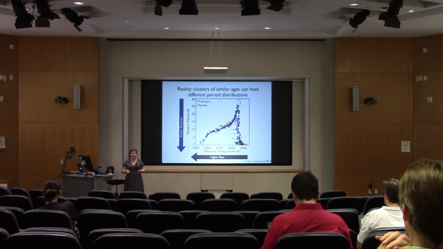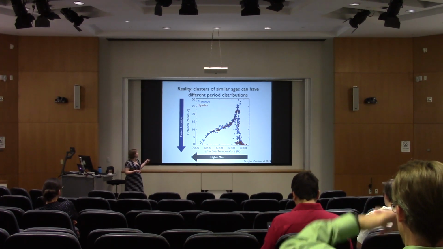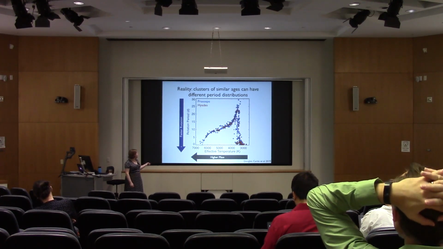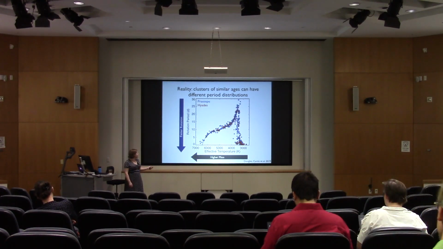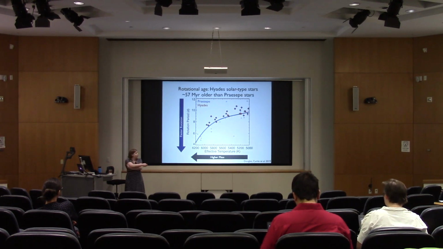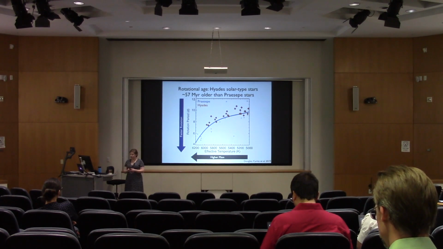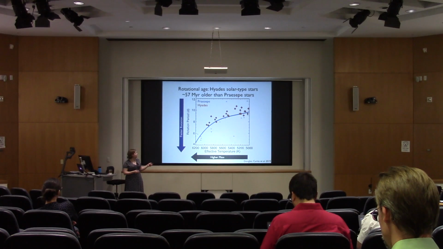This is work that Jason Curtis and I have done just this year. Now showing rotation period is still faster going down, but now this is showing effective temperature. Blue are Praesepe stars, and orange are Hyades stars. This black line is a fit to the Praesepe slow rotator sequence. To zoom in a little bit, this blue line was the black line on the previous page. So this is the median rotation period distribution in Praesepe, and you can see that the Hyades stars all tend to fall above it.